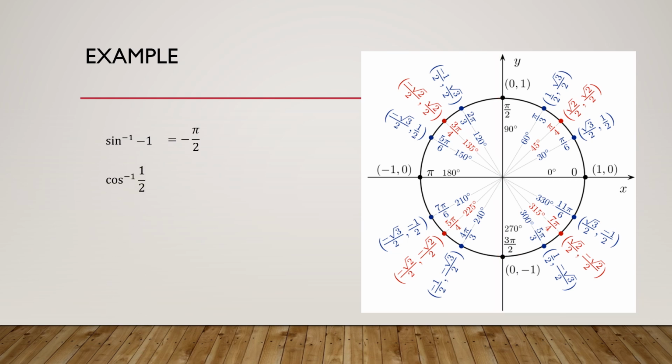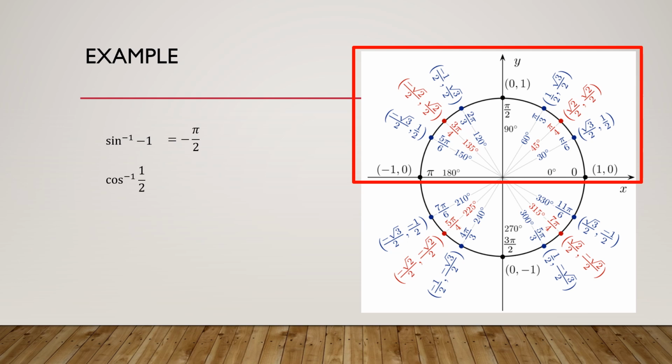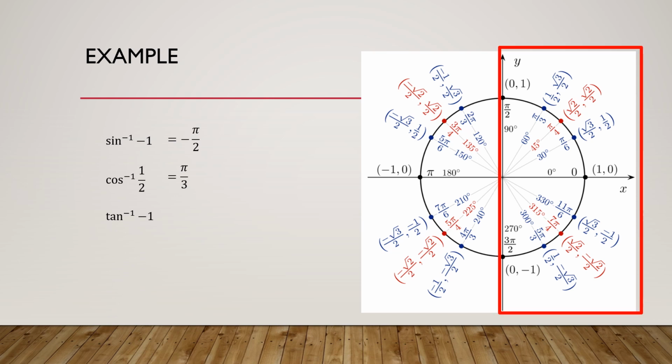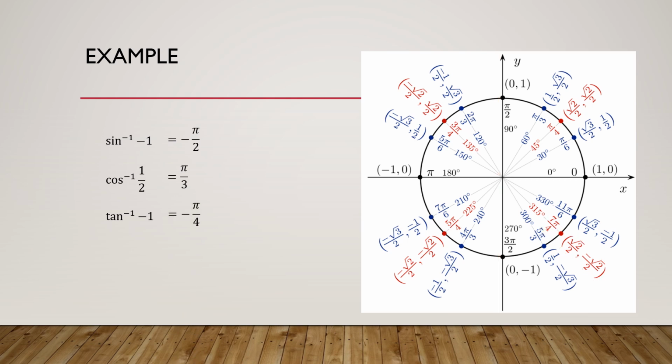Next, let's find the solution to arc cosine of 1/2. The range of arc cosine is 0 to pi. We then look for an angle theta whose cosine theta equals 1/2. This angle is pi/3. Finally, arctangent -1. The range of arctangent is from -π/2 to π/2. So we look for an angle where sine and cosine have the same value, except one is negative and the other positive. This occurs at 7π/4, or -π/4, within the range of arctangent.